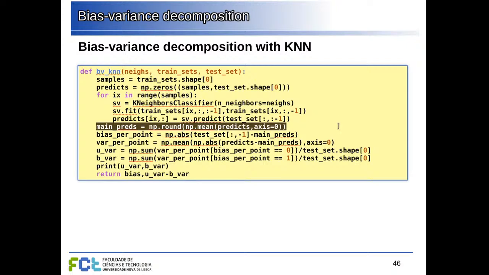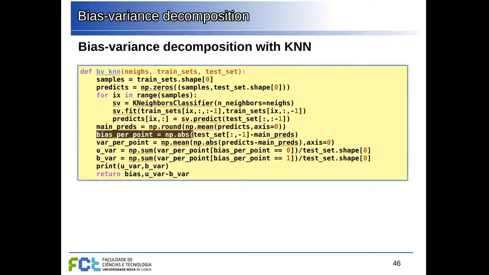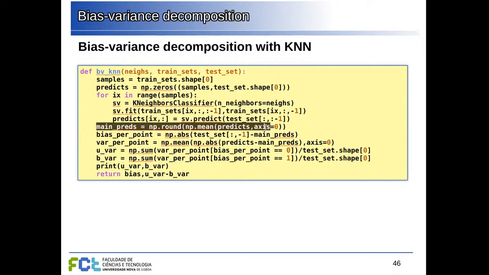So here we compute for each point what is the majority vote over all the classifiers we obtained by training over all these replicas. Now we can compute the bias by comparing the majority vote, the prediction, with the actual class. So we can take the absolute value of this difference. If it's the same, the difference is 0, so there is no bias. If the majority vote corresponds to the actual class in the test set, the bias is 0 for that point. Otherwise, the bias will be 1 because there will be a difference of 1 between the two. Okay, so we have the main prediction and the bias per point.